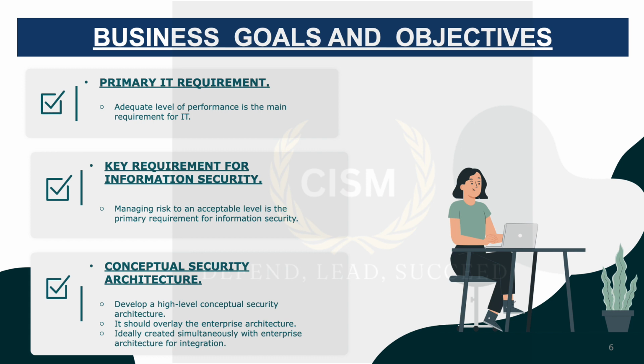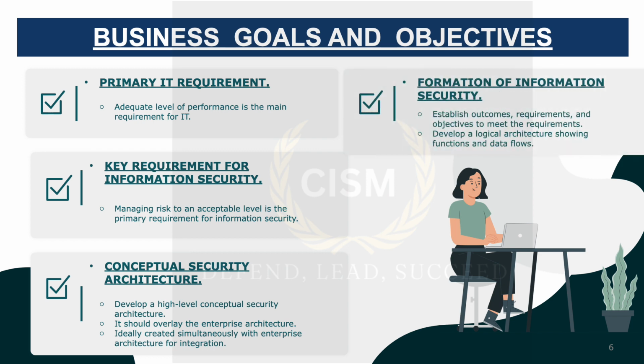Next, under business goals and objectives, we'll discuss the formation of information security. Under the formation of information security, the first point states establishing outcomes, requirements, and objectives to meet the requirement. And second, it develops a logical architecture showing functional and data flow.